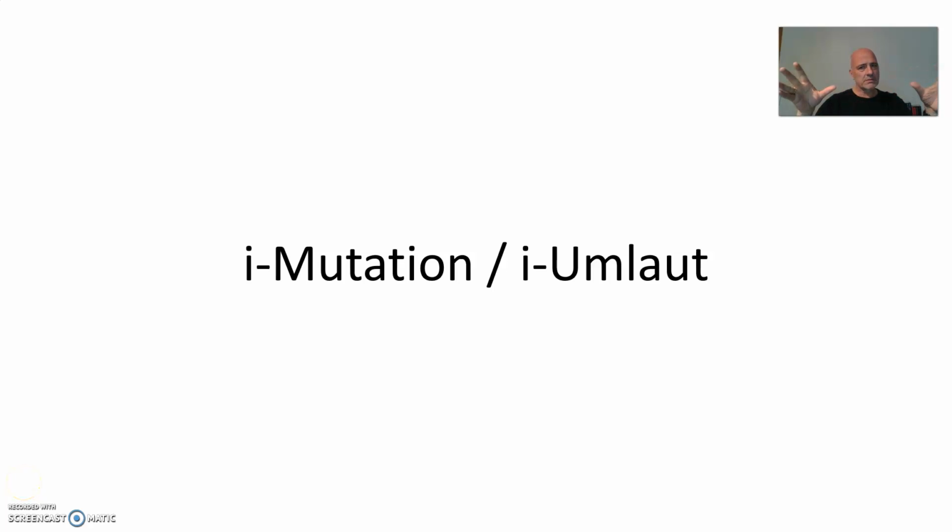Okay, let's turn to another phenomenon affecting vowels, which is very old, going back to Old English times or even earlier. We call this i-Mutation, also known by the German moniker i-Umlaut. I said it's very old. It affects German as well as English.